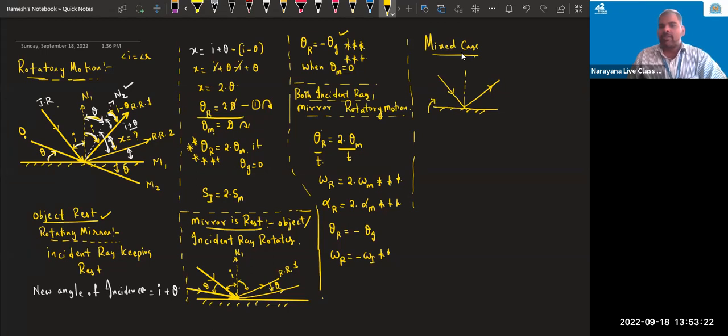Now, the angular velocity of the mirror is 2 radians per second clockwise, and the angular velocity of the incident ray is 1 radian per second. Everyone, find the angular speed of the reflected ray quickly, and the direction also. Clockwise.